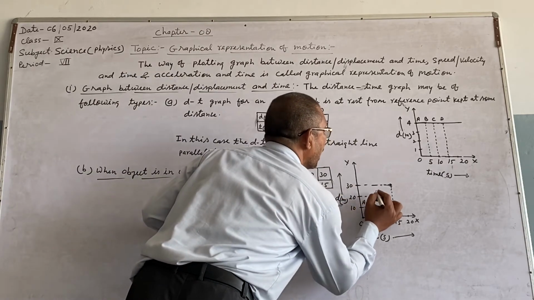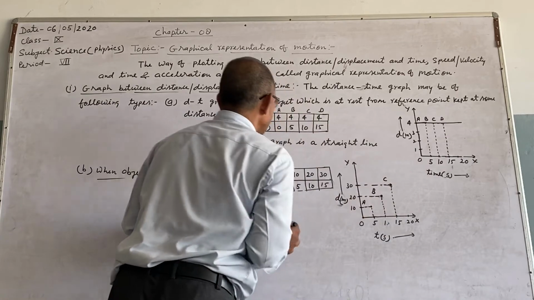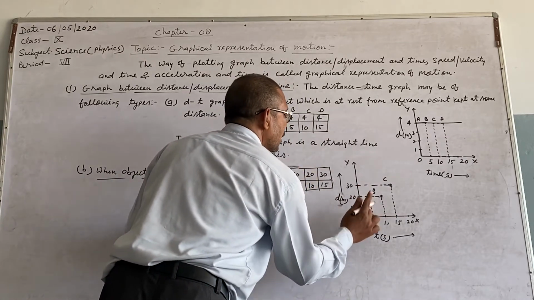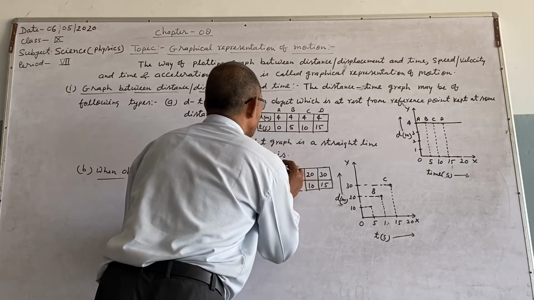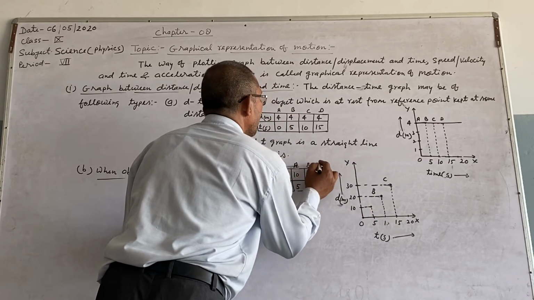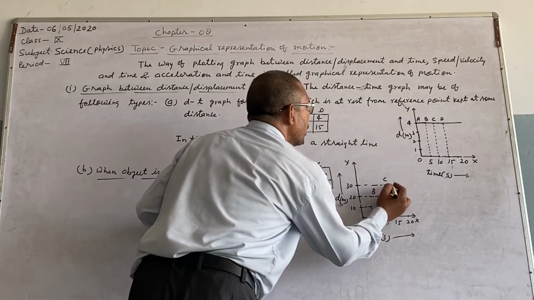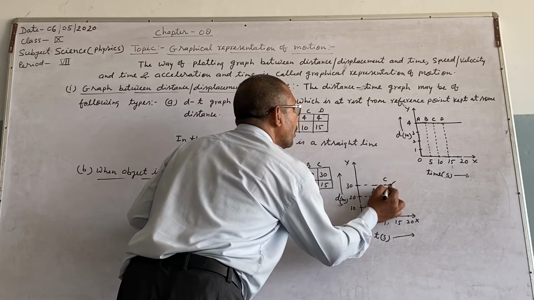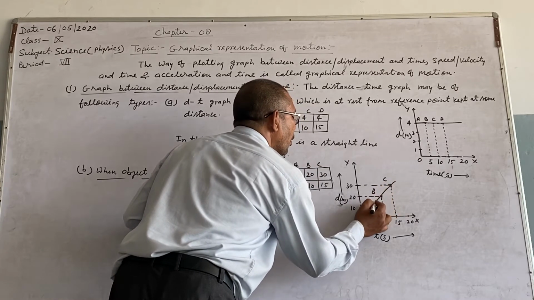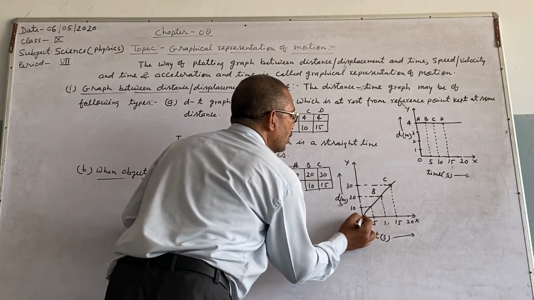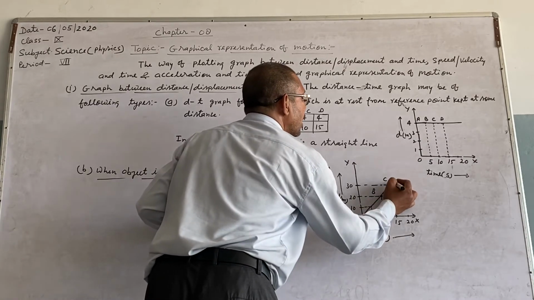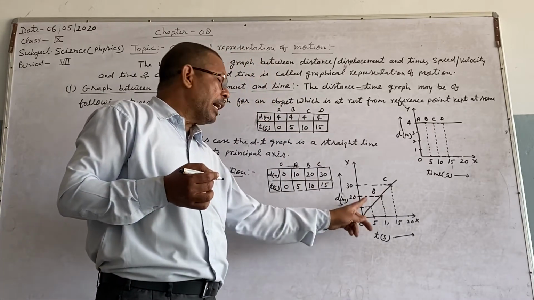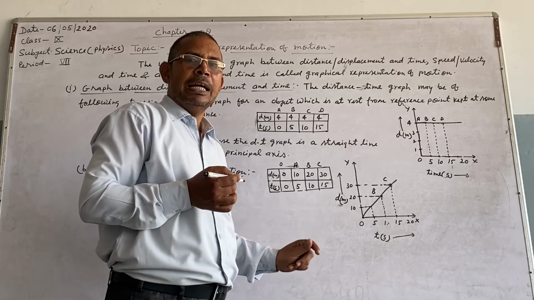This is point A, point B, and point C. You may write like this. Let point O, A, B, and C. Now join them. What will you get here? You get a straight line making acute angle with time axis, right?